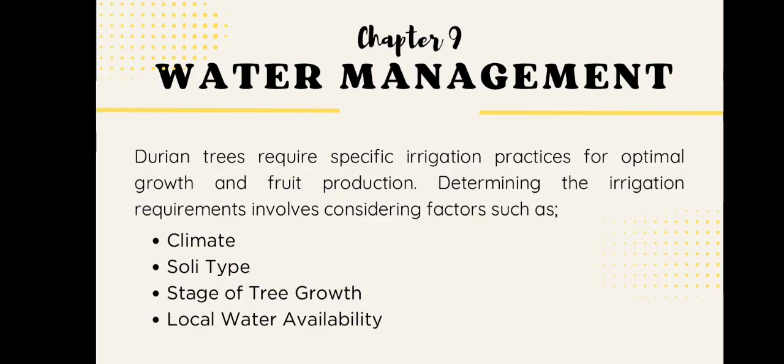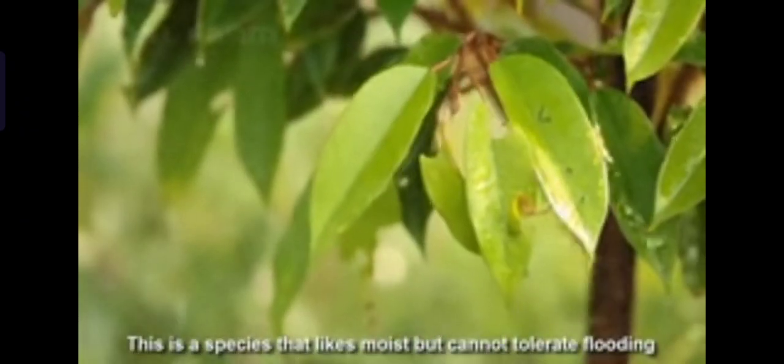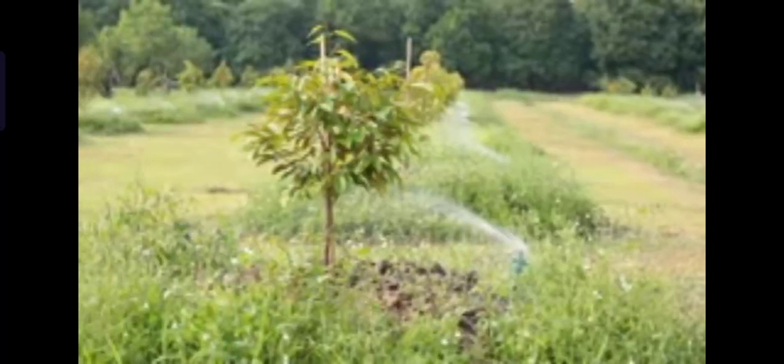Chapter 9, Water Management. Durian trees require specific irrigation practices for optimal growth and fruit production. Determining irrigation requirements involves considering factors such as climate, soil type, stage of tree growth, and local water availability. Methods of irrigation: we have drip irrigation and sprinkler irrigation.